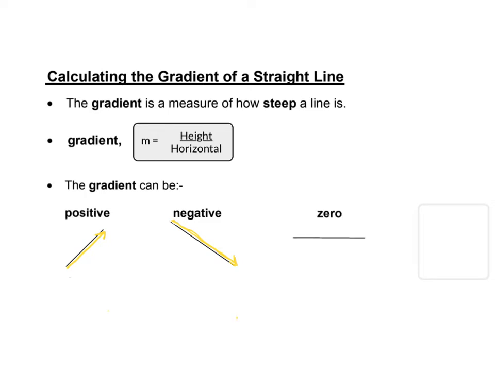When we calculate the gradient, if we have a line that is completely flat, we say that it has no gradient. It has zero gradient. There's no steepness to that line at all. And one last one, which we won't be looking at initially, is that when we have a line that goes straight up and down, we say that that line has an undefined gradient. We will come back to that, especially if you're going on to study National 5 maths.